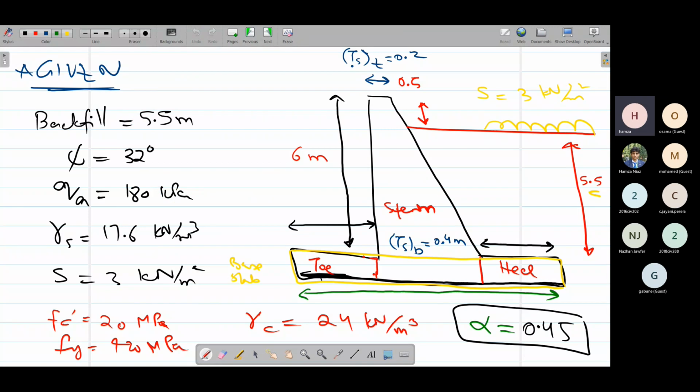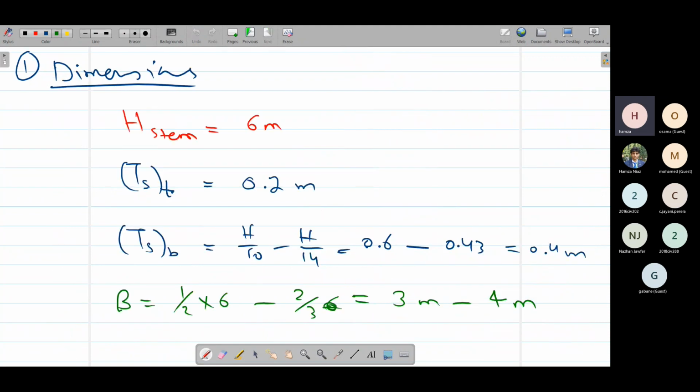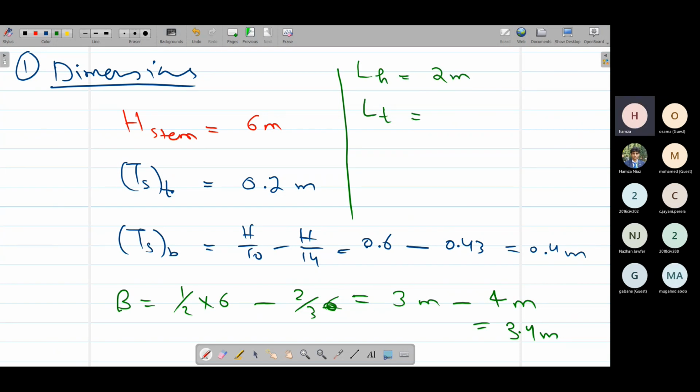So if we assume the length of heel as 2 meters, that we are assuming ourselves, and toe as 1 meter, so that will be 3 meters, and the middle portion is 0.4 meters. So our base width would be 3.4 meters. B is equal to 3.4, we are assuming ourselves. So 3.4 meters is lying between 3 and 4. So that is fine. From this base width, we have also determined the length of heel, that is 2 meters, and the length of toe, that is 1 meter, that we are assuming on the basis of this base width.